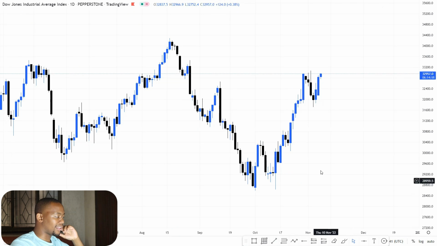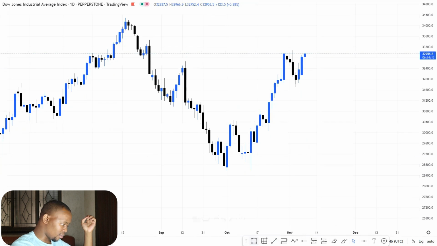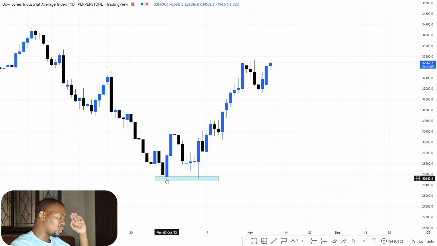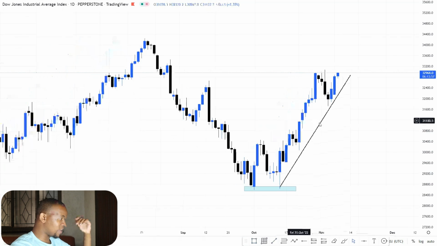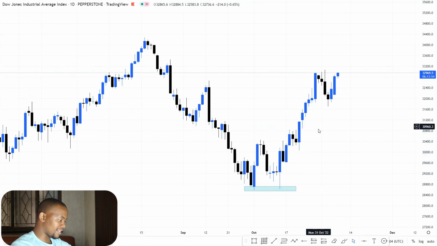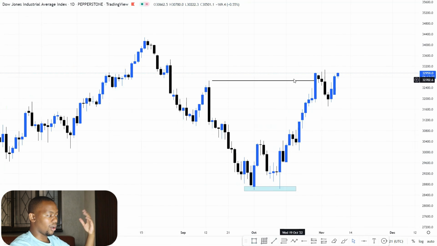So starting off on the daily time frame, we can see that US30 has been pushing up for the past month. So since the beginning of October, US30 has been performing really well, and it's been pushing towards the upside. So the very first thing that I noticed on US30 is that it broke this high. So we can see that US30 broke the high right over here on the daily chart, and this is the very first confirmation that we have that the market is going to start pushing towards the upside and we should start focusing on buys.